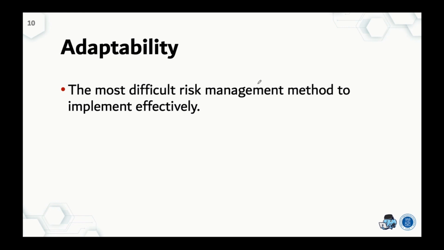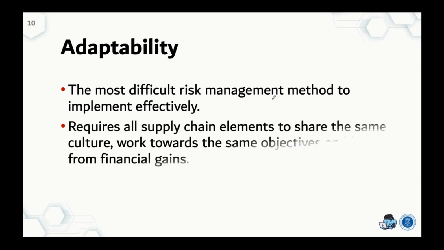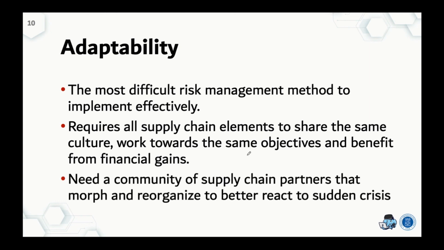Adaptability is the most difficult risk management method to implement effectively because we need to change our organization structure. We need to change everything inside ourselves to adapt to the current situation. This requires all the supply chain elements to share the same culture and work toward the same objective and the financial benefit. And we need the community, the partners in the supply chain, that can reorganize to better react to sudden crisis.